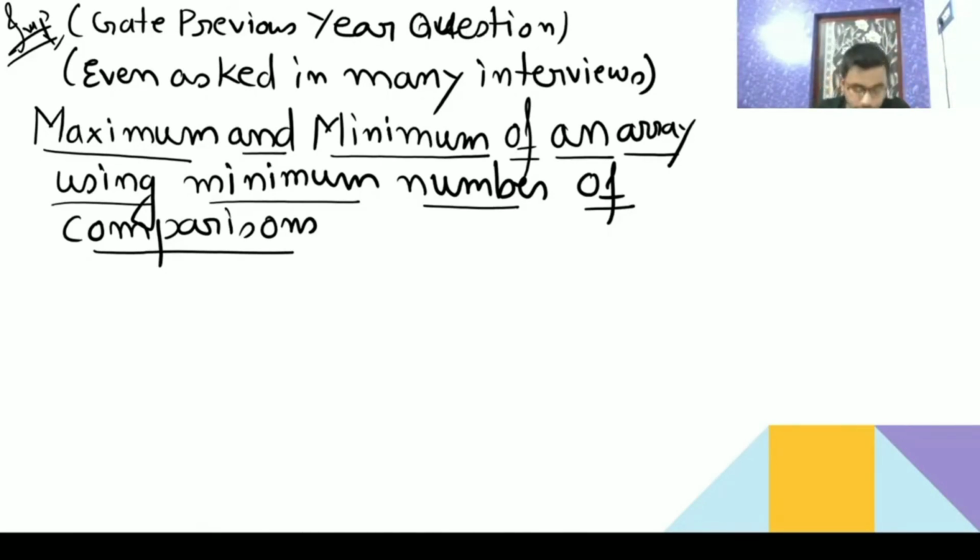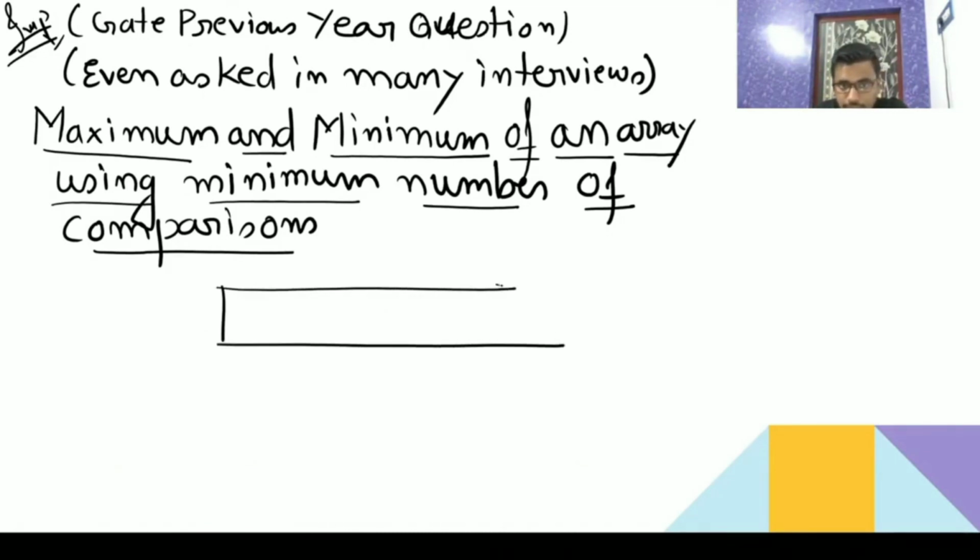Okay, so I have given you one array, and you have to find the minimum and maximum of this array. Now, how can you find it?